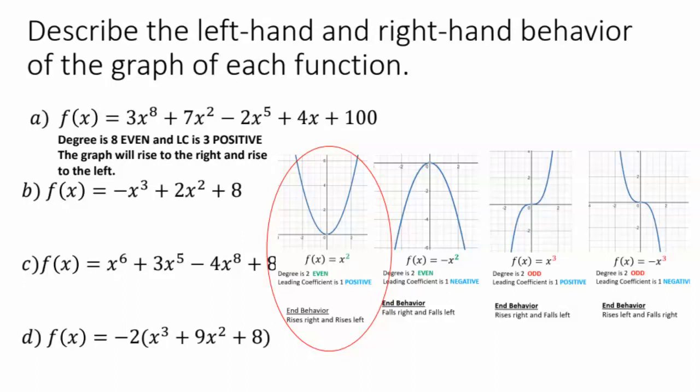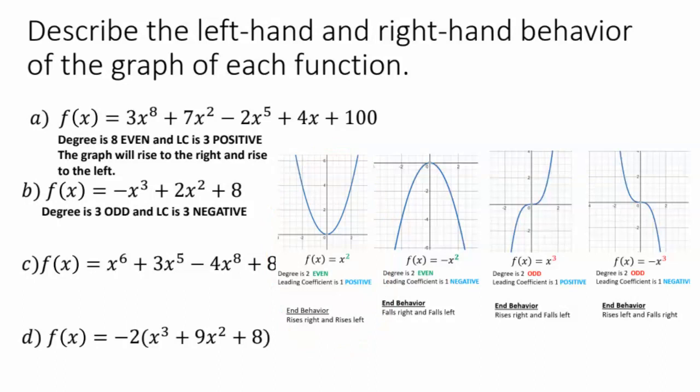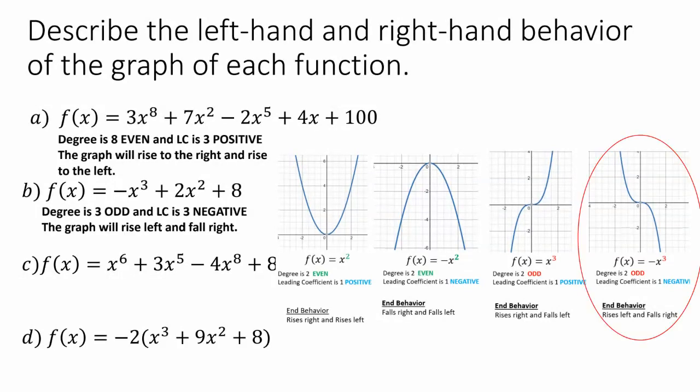Okay. Let's look at B. B is an odd function, and I know that's an odd function because the highest exponent is 3, so that 3 is an odd number. And then I look at the leading coefficient. I see that the leading coefficient is -1. So that means that when I'm looking at an odd function with a negative leading coefficient, it is going to rise on the left and fall on the right. Okay, so it's that example from my templates that the book gives me.